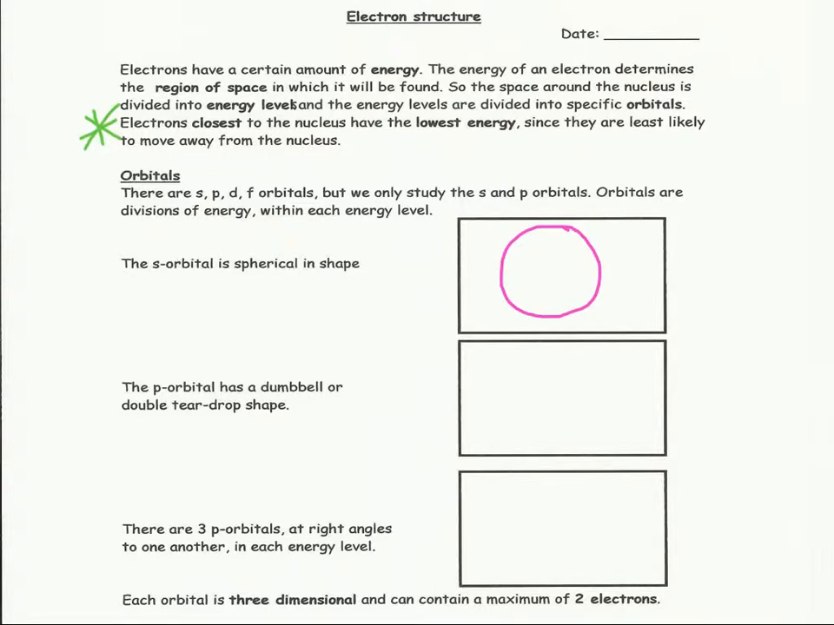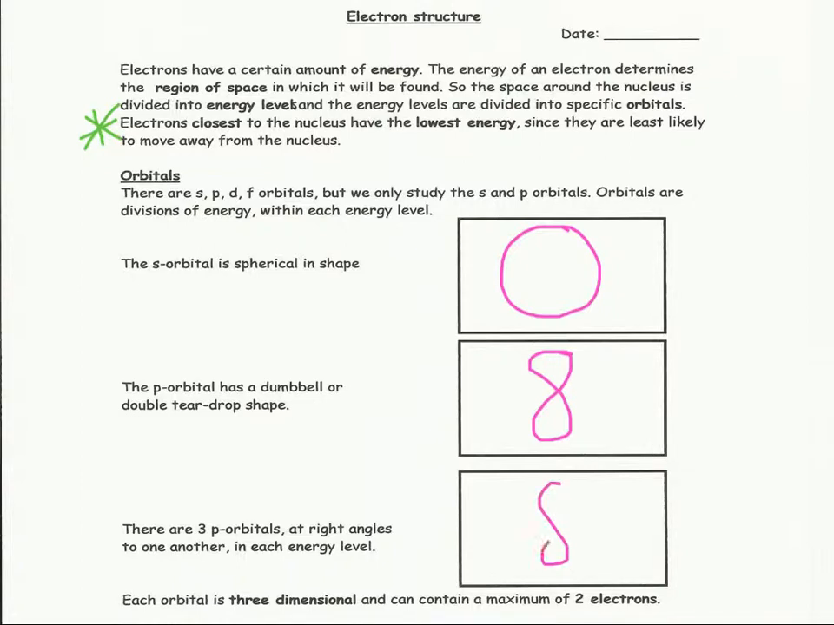The p orbitals are dumbbell shaped, or sometimes called double teardrop shaped. So they look a little bit like that, and the electrons are confined to that region of space. It's a three-dimensional space. So in class I'll show you some balloons strapped together that will give you an idea of how the p orbitals work. Turns out there isn't just one p orbital though.